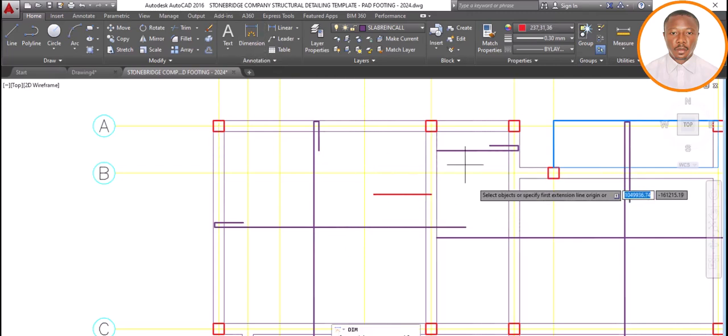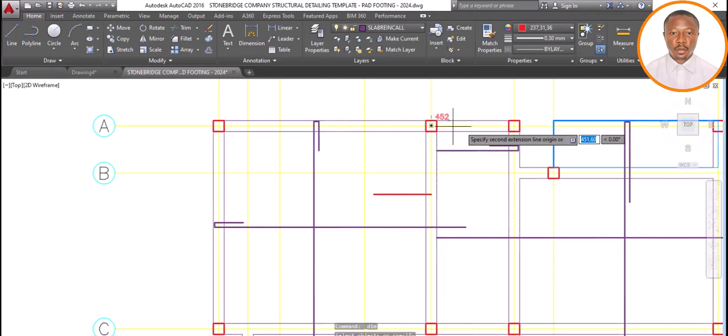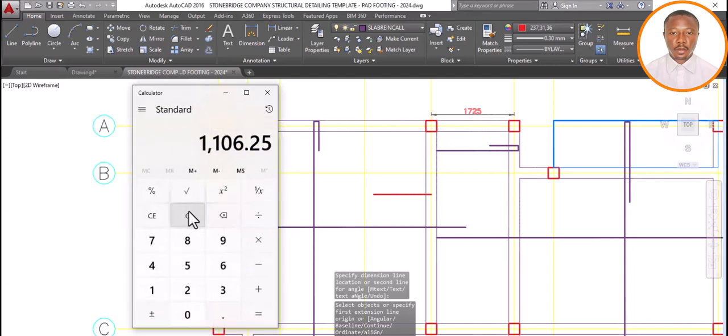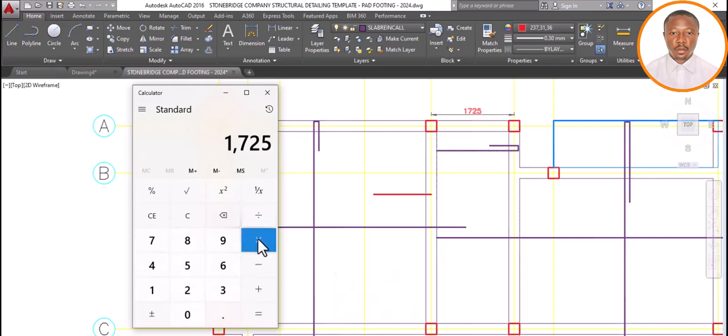So I also take my dimension from this place. This point is very, very fast. That's 1,725. So I pick my calculator. I cancel this. 1,725 multiplied by 0.25, which is 25 divided by 100. So which is equal to what? 431. So for me, I make it 500.